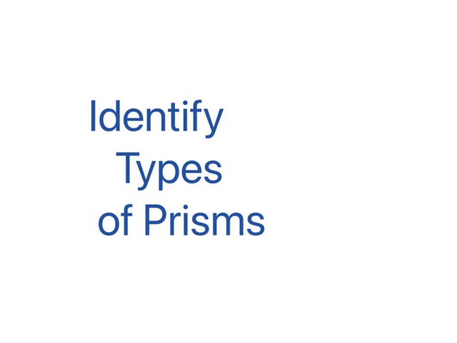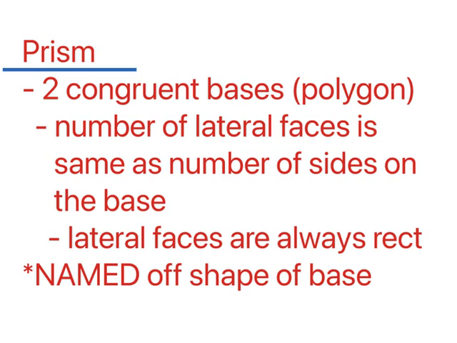Let's identify types of prisms. So first, let's think about what a prism is before we start identifying it. A prism means we have two congruent bases, and those bases are going to be polygons. A polygon has a distinct number of sides. So maybe both bases are triangles, or both are rectangles, or squares, or pentagons, or hexagons, or heptagons, or who knows what. But the key is they are the same.